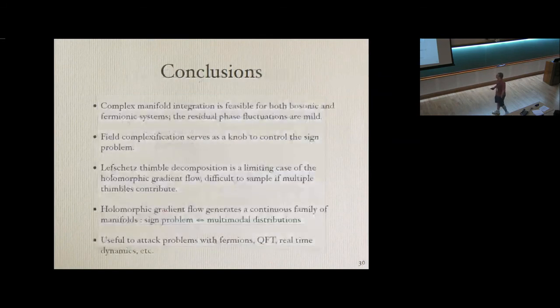So let me draw some conclusions. I want to say that complex manifold integration is feasible. And it works for both bosonic and fermionic systems, and that's important. And the residual phase fluctuation is mild, so for most systems you don't have any problem. Actually, we've never seen a system where you have a problem because of that. Field complexification serves as a knob to control the sign problem.